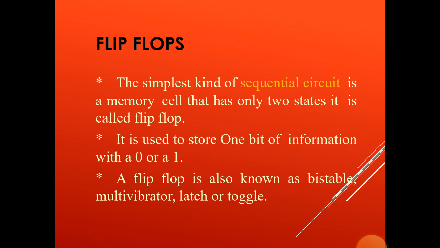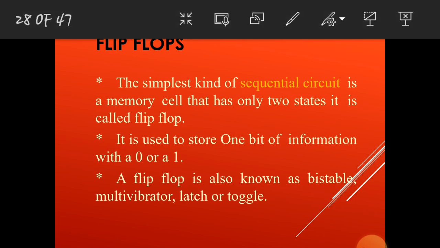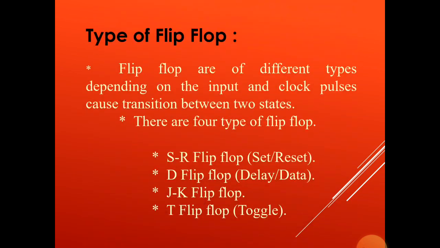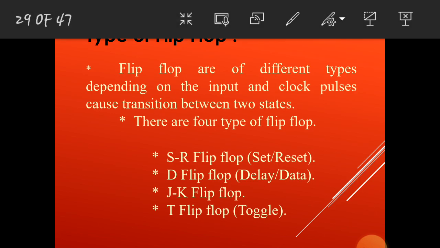Next is flip-flops. A simple kind of sequential circuit, that is a combinational circuit with memory, is called a sequential circuit. The flip-flop is one example of a sequential circuit. There are different types of flip-flops available. One is the RS or SR flip-flop, that is the set reset flip-flop. Then the D flip-flop, or delay or data flip-flop, the JK flip-flop, and the T flip-flop, otherwise called the toggle flip-flop.